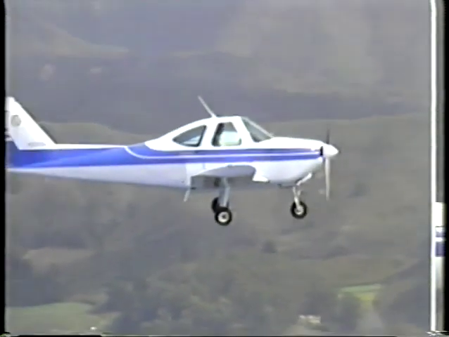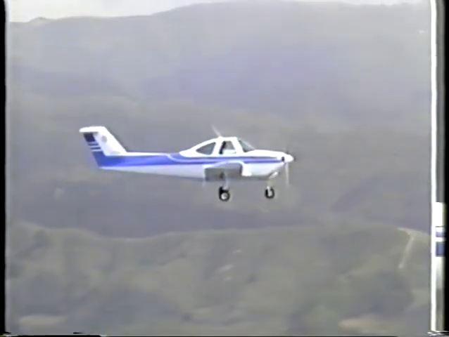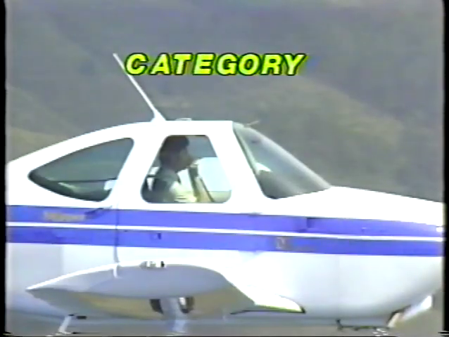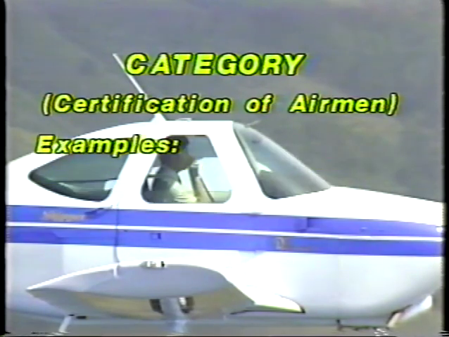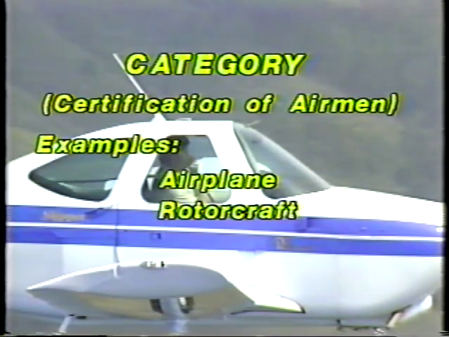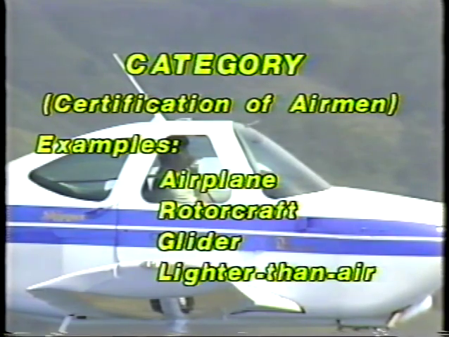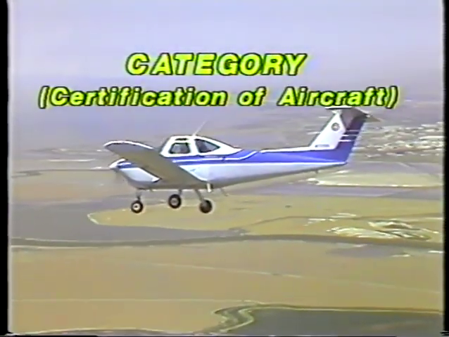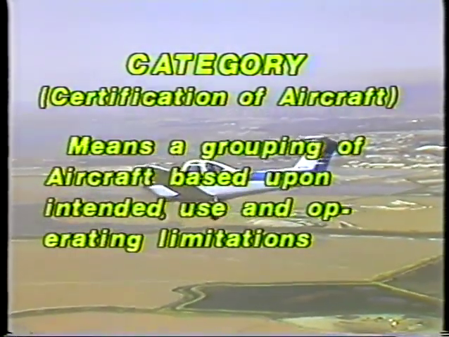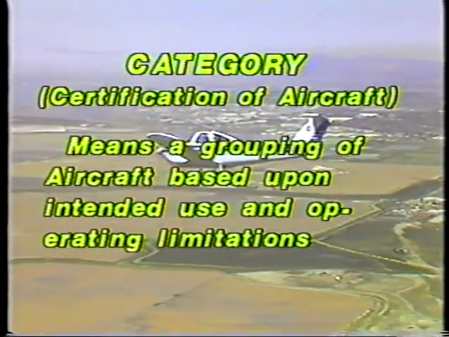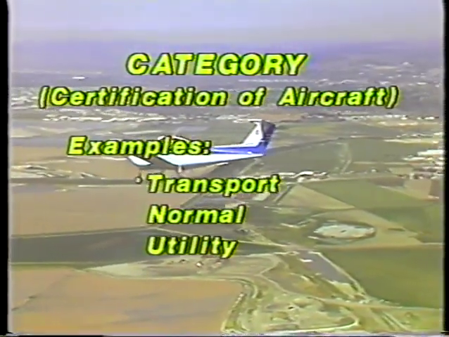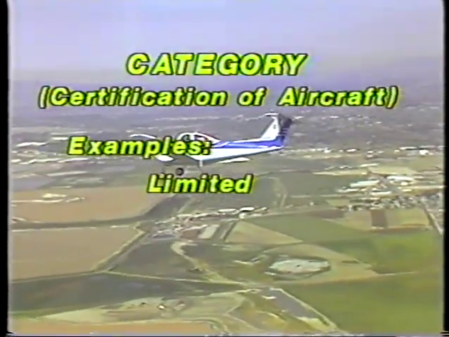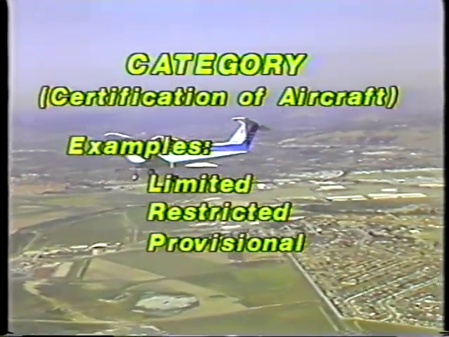You will often hear the words category and class used in discussion about both pilots and airplanes. The word category, with respect to certification, ratings, privileges, and limitations of airmen, means a broad classification of aircraft. Examples include airplane, rotorcraft, glider, and lighter than air. When used with respect to certification of aircraft, it means a grouping of aircraft based on intended use or operating limitations. Examples include transport, normal, utility, acrobatic, limited, restricted, and provisional.